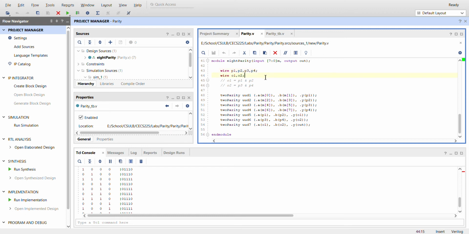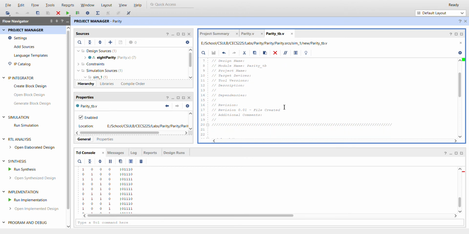And these are the second level. That is to say, these are using the direct inputs, and these are using the outputs from the original direct inputs. And that's what these two are for. These two determine those two, and then you finally get to the actual output over here. And that's 8 parity.